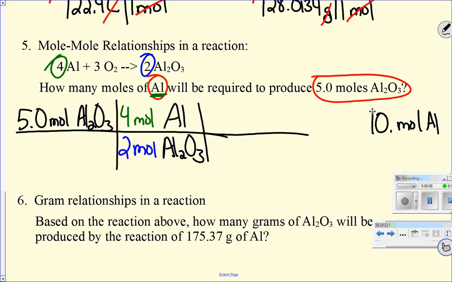So now our aluminum oxide moles are going to go away. Now we have aluminum up here, which is exactly what we want, and since we want our answer in moles of aluminum, we're good to go. 5 times 4 is 20, divided by 2 gives us 10. And we do need that decimal to give us the 3 sig figs based on our 5.0 moles.